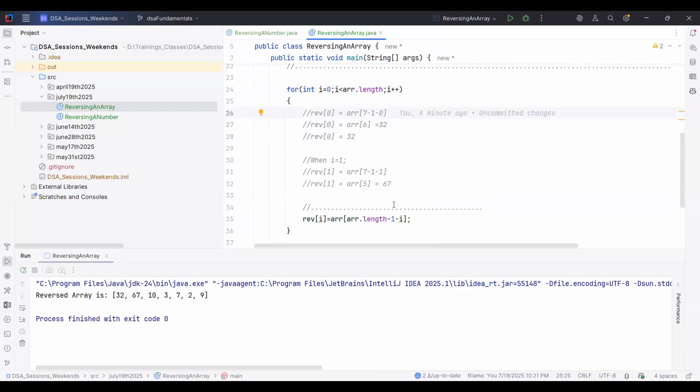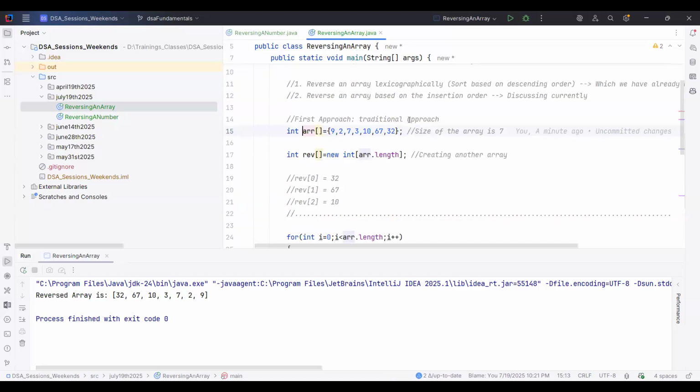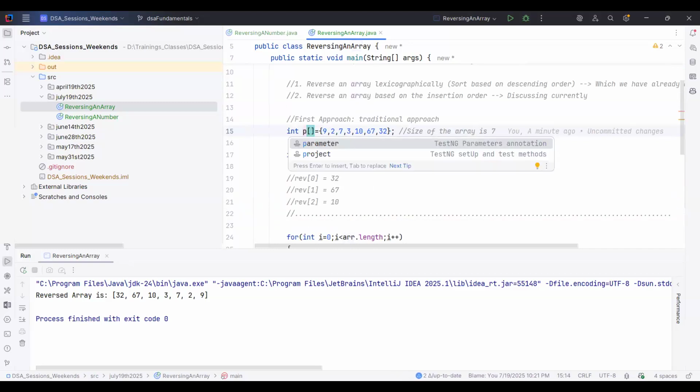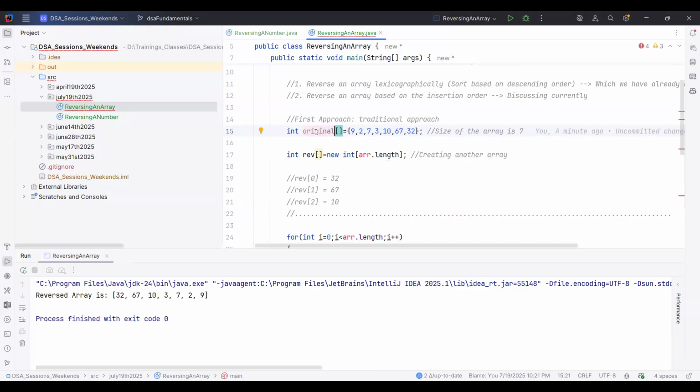Sumit, understand this logic. This is the key logic for swapping the data in the array in a reverse order. So what we need to do is read this arr array, the original array, from left to right. I'll use the word original so that you'll understand.